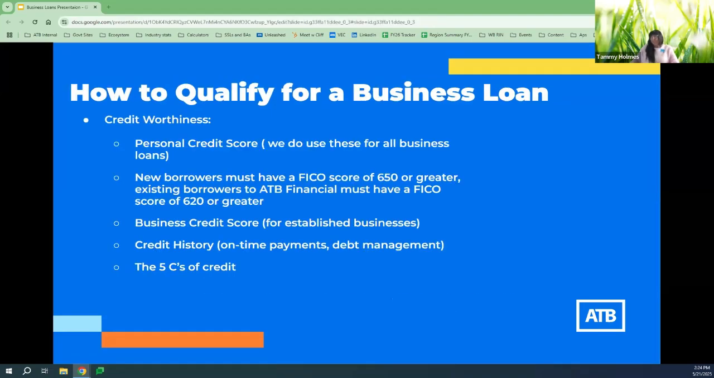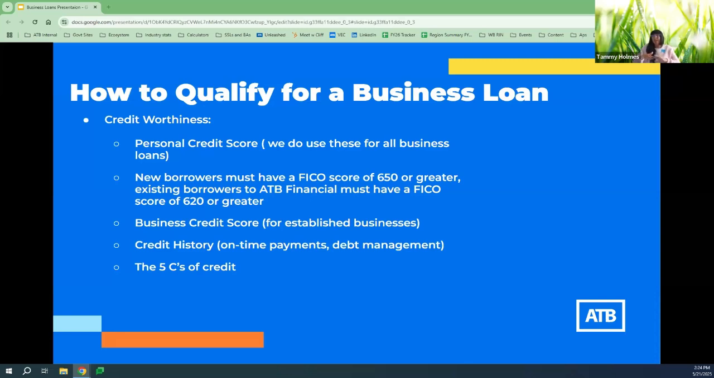How to qualify for a business loan. This is where things get a little more in depth. So first and foremost, we're looking at credit worthiness. When we speak to credit worthiness, especially for startup businesses, new entrepreneurs, we always look at your personal credit score. We do this for all business loans. The reason behind that is, as a new entrepreneur, you would not have any business financials to provide us. You would not have a 2-year history of credit bureau scores for the company. So we lean heavily into personal credit scores. That's where we gather most of our credit information.